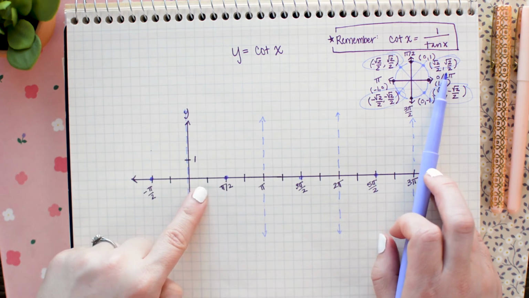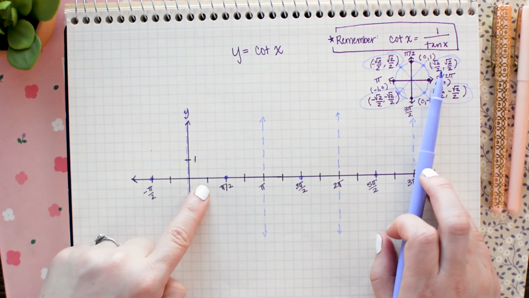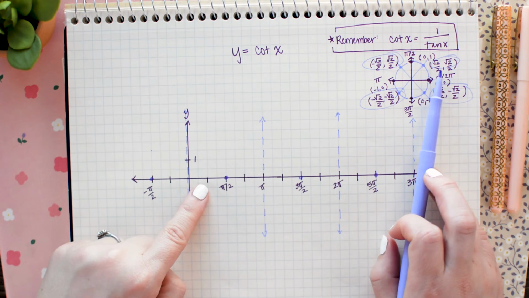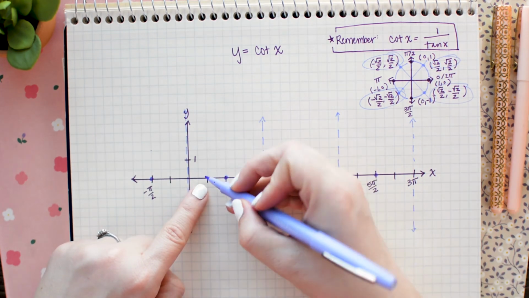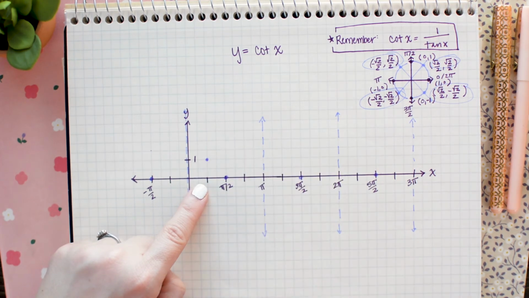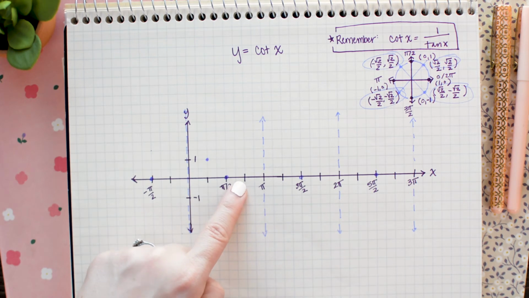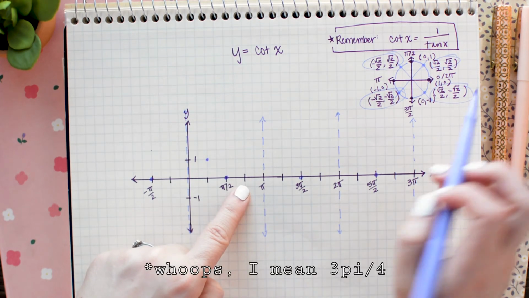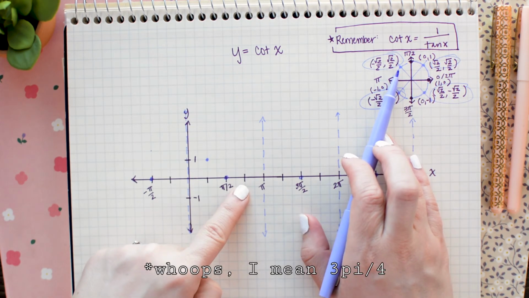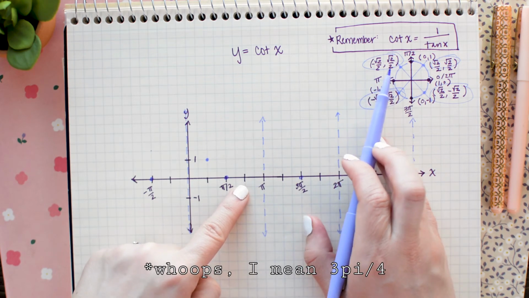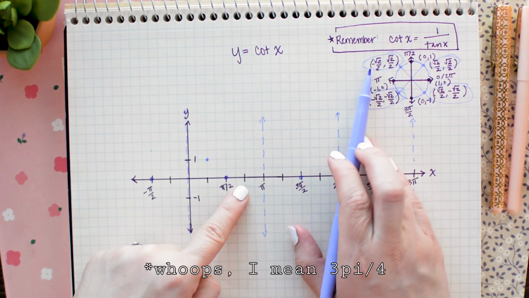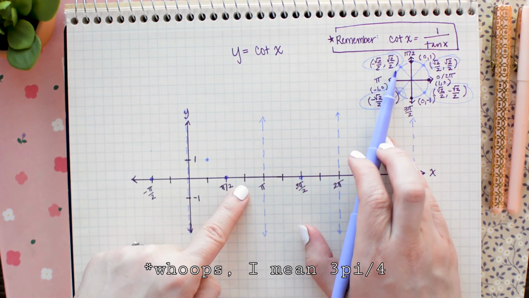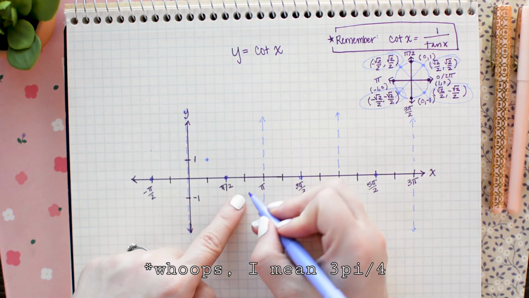Now remember that cotangent is the x over the y, so when I divide something by itself, I'm just going to get positive 1 out. So here I can put a marker at positive 1. The next one is going to be 3 pi over 4 right here. And I see that when I divide x by y, I'm going to get negative 1 because I have a negative square root 2 over 2 divided by a positive square root 2 over 2.